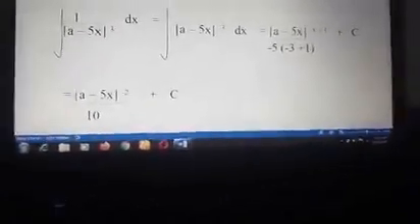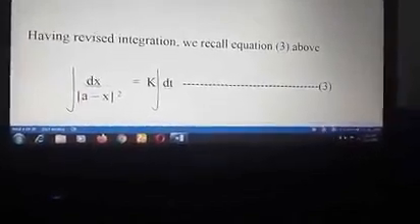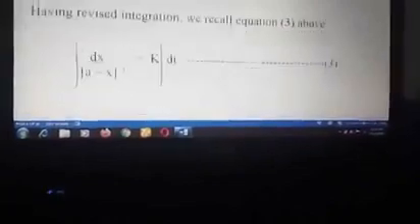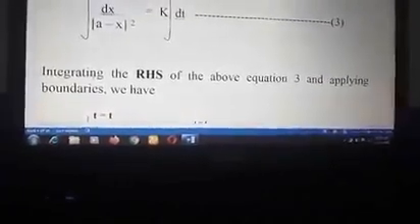So we have the final answer, (a − s)^−2 all over 10 plus c. You see, we apply this to integrate the main equation. Having revised integration, we now record equation 3 above. Look at equation 3 that we were about to integrate before we went to the mathematics aspect. So we integrate the right-hand side of equation 3 and apply boundaries.